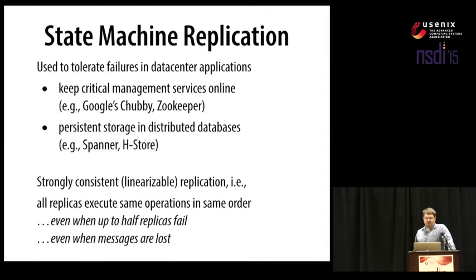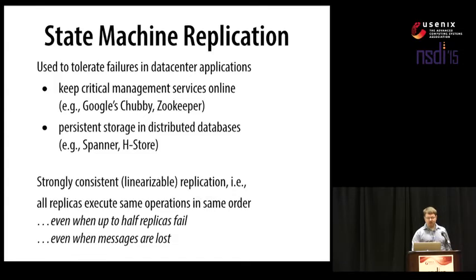Examples of this, of implementing a replicated state machine using a consensus protocol, are algorithms like Paxos or view-stamped replication. And these really are now a mainstay of data center applications. We use them both in critical management services like Google's Chubby or Apache Zookeeper. These are services that are used to coordinate other systems in the data center, and therefore we need to keep them highly available. And they're also used as the basis for persistent and highly available storage in distributed databases like Google's Spanner or the HStore research project.